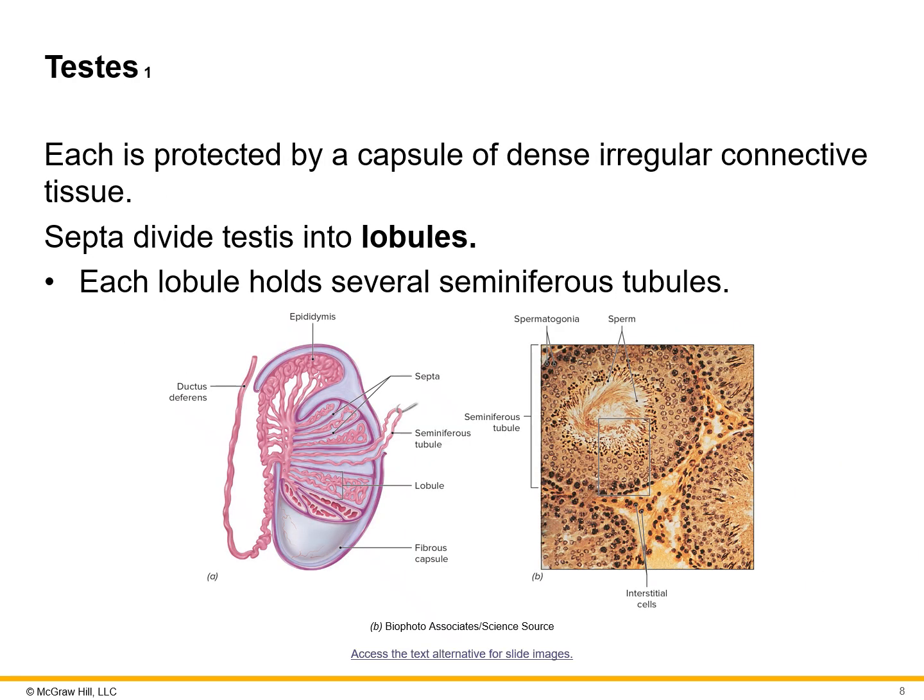Your testes give the least amount of fluid to your semen. Your semen has to have a certain amount of fluid for motility, for the sperm to be able to survive, things like that. But the testes give the least amount of fluid to the semen. Okay, all right, we're going to keep rolling. We're going to go to the next slide.